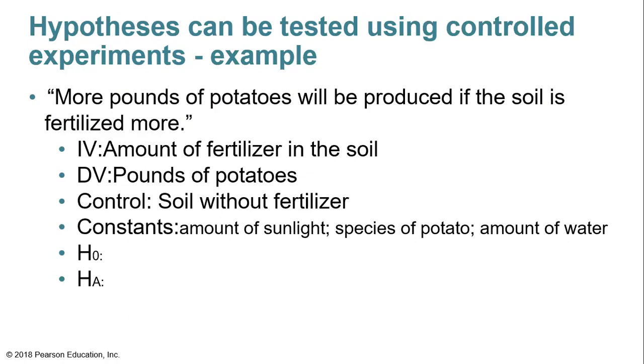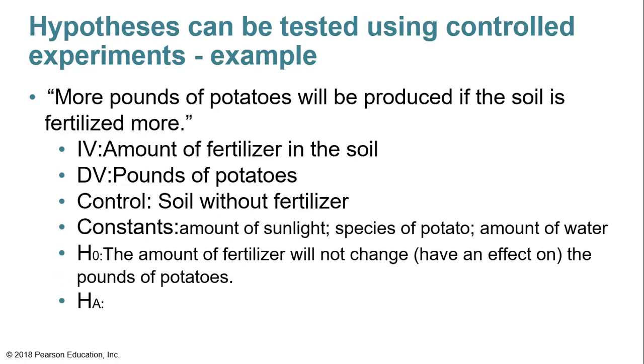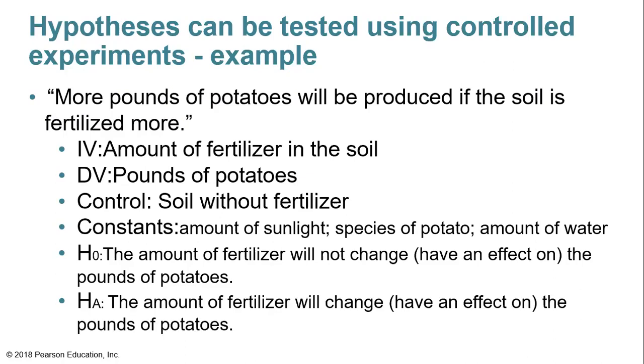So what's the null hypothesis? Remember, the null hypothesis predicts no change. So the null hypothesis here would be that the amount of fertilizer will not change the pounds of potatoes, or it will not have an effect on the pounds of potatoes. And the alternative hypothesis, remember, predicts that there will be a change, or that what you're testing will have an effect. So in this case, it would be that the amount of fertilizer will change, or will have an effect on the pounds of potatoes.